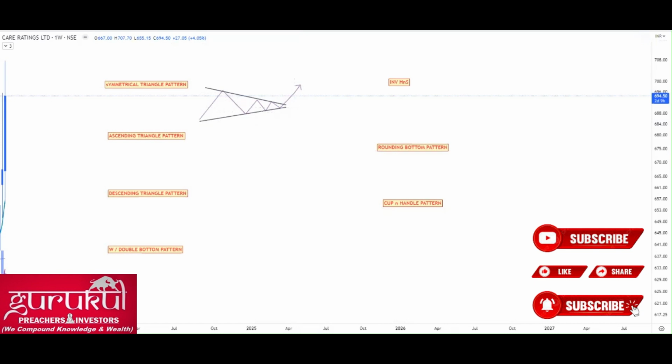Then coming to the ascending triangle pattern, I am drawing the line fast so that it can look slightly neat and clean.